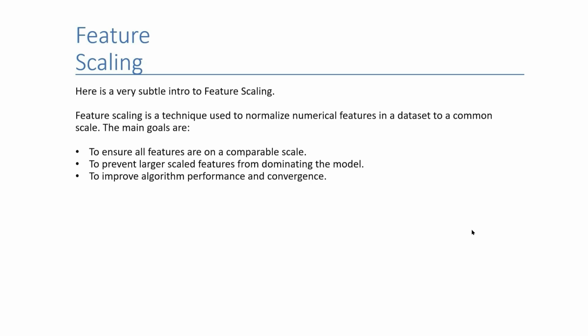If we feed this to our machine learning algorithm, the algorithm is going to assign more weightage to the feature that is on a higher scale. So in order to bring all the data to the same scale, we use feature scaling.